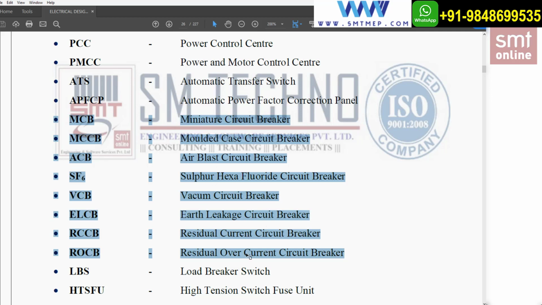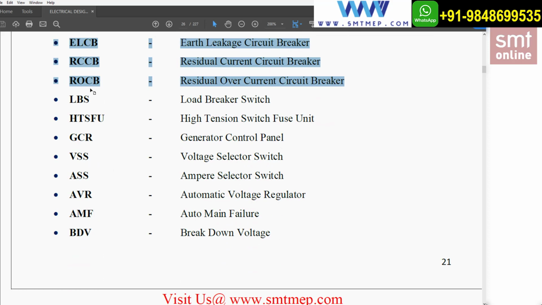About these classifications, we will discuss in chapter 6 on circuit breakers in detail, along with the specifications. But right now just remember that MCB stands for miniature circuit breaker, MCCB stands for molded case circuit breaker, ACB stands for air blast circuit breaker, then sulfur hexafluoride circuit breaker, vacuum circuit breaker, earth leakage circuit breaker, residual current circuit breaker, residual overcurrent circuit breaker, etc. So I repeat again, this comes with respect to the circuit breaker family. We will discuss this in chapter 6 in detail.